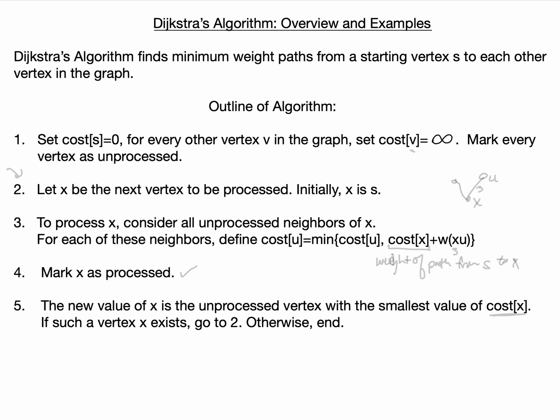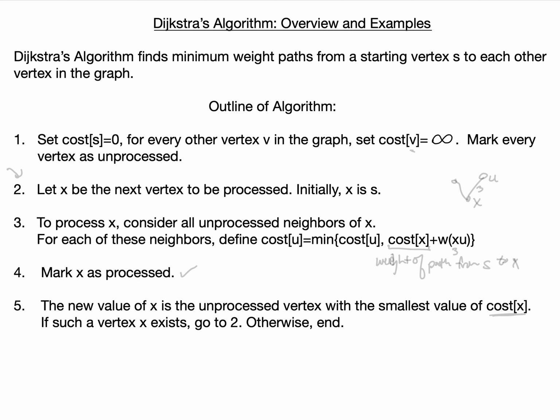This video gives an overview of Dijkstra's algorithm and does a few examples of Dijkstra's algorithm running on small graphs. So we know that Dijkstra's algorithm finds the minimum weight paths from a starting vertex S to each other vertex in the graph. Here's an outline of the algorithm.